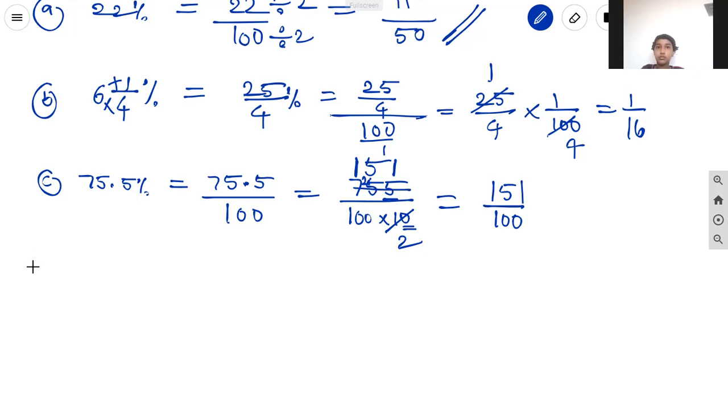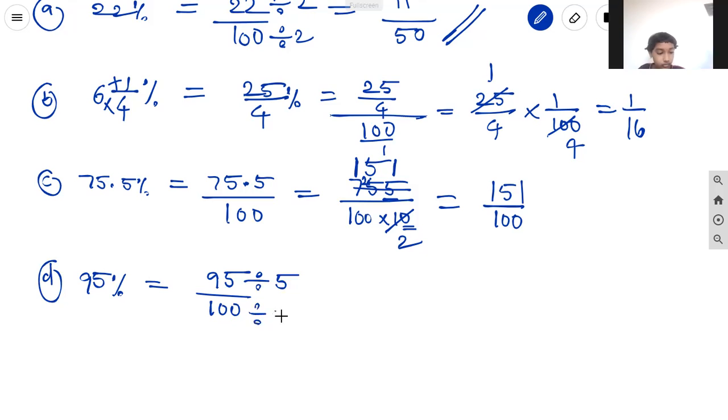Next, one more problem. D, 95 percentage. That is equal to 95 per 100. This is clearly divisible by 5. So 5 1s are 5, 5 9s are 45, 5 2s are 10, 5 20s are 100. This is the simplest fraction form.